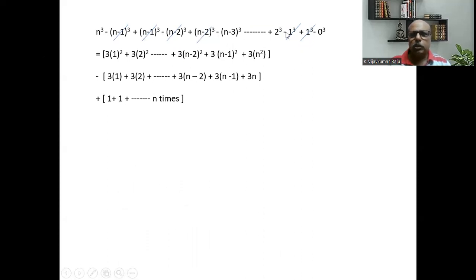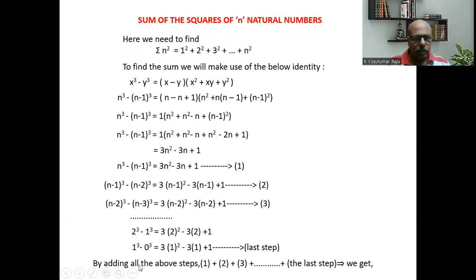And this 2 raised to 3 minus 1 raised to 3 plus 1 raised to 3 minus 0 raised to 3 is equal to, now the first terms, if you consider all the first terms, 3, 1 square. So if you see here, the first terms, n square, n minus 2 square, all squares we take first. All these terms we take first in one, put them in one bracket. Then we take all these terms in the second bracket. And then all 1, 1, 1 in the third.